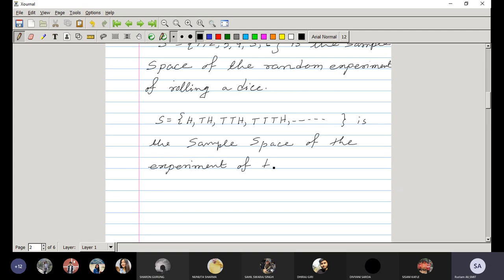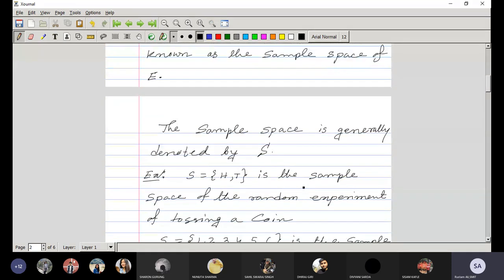Of tossing a coin until we get a head, so this is the sample space.